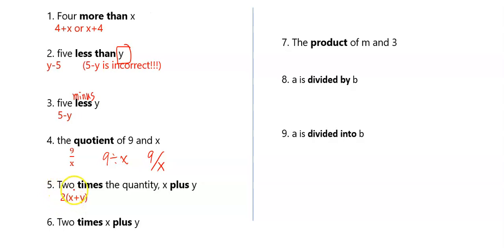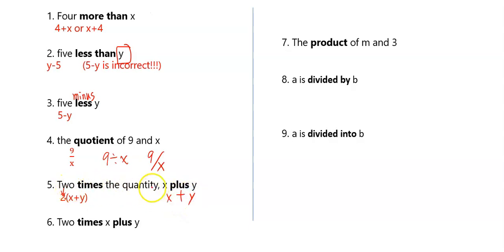Now, number 5, 2 times the quantity x plus y. First we write down 2, and then we write down times. For the times, you can put a dot here, or you don't have to do anything. The quantity, what's the quantity? It's given here after the comma. So it's x plus y. Plus means the plus symbol here, so we get x plus y.